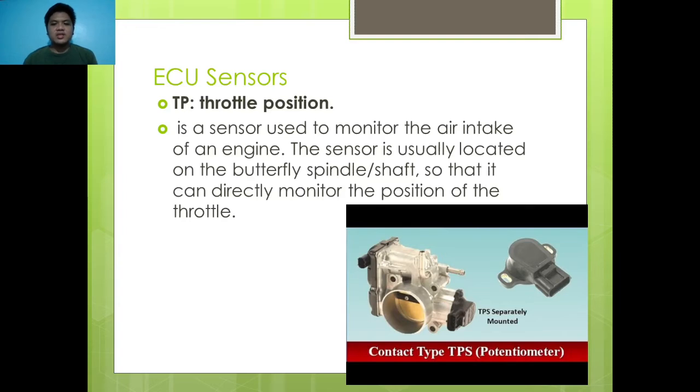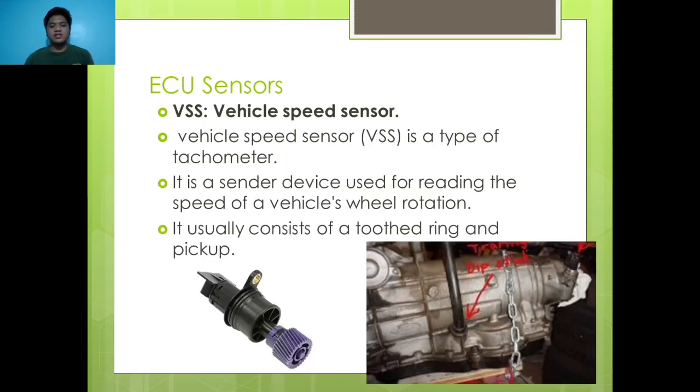The sensor is usually located on the butterfly spindle shaft so that it can directly monitor the position of the throttle. Vehicle speed sensor. Vehicle speed sensor, or VSS for short, is a type of tachometer. It is a sender device used for reading the speed of a vehicle's wheel rotation. It usually consists of a toothed ring and pickup.